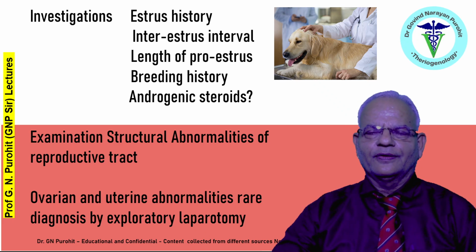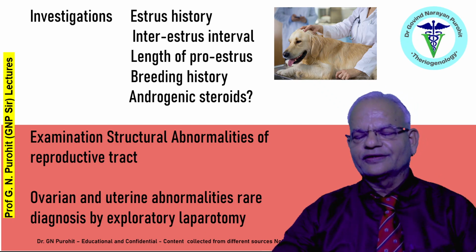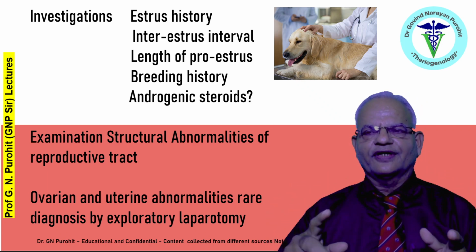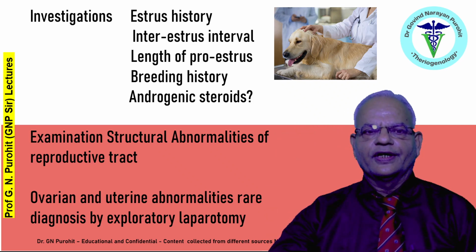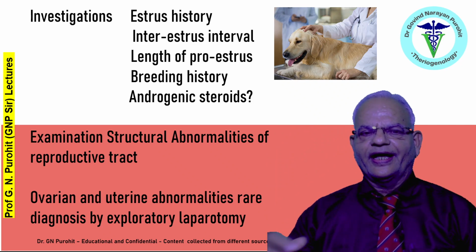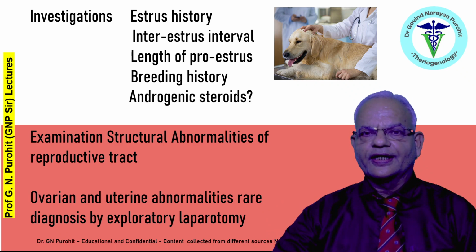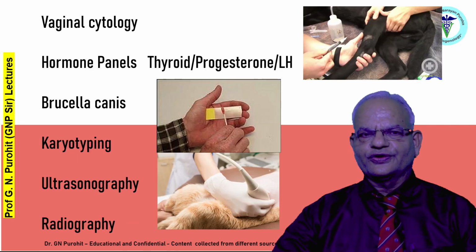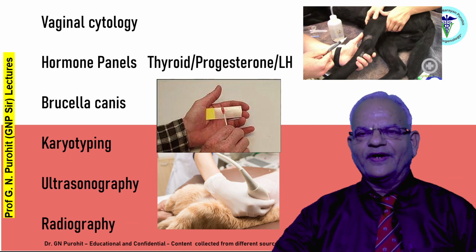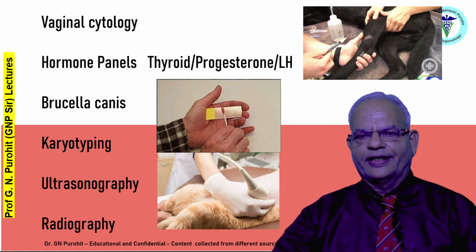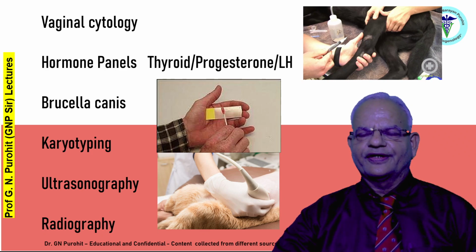Now, what investigation should be done? Obtain a clear history about the interestrus interval, length of proestrus, breeding history, and whether any androgenic steroids were given to your dog, and examine the dog for structural abnormalities of the reproductive tract, which are a frequent cause of infertility. Then, ovarian and uterine abnormalities can be diagnosed by the use of ultrasound, or sometimes it may even require exploratory laparotomy. Vaginal cytology is used for breeding management, and hormone profiles, especially the thyroid, can be useful for dogs with anestrus. Then estimation of Brucella canis is useful to avoid abortions in your kennel, and one can go in for karyotyping if we have some genetic defects, or ultrasonography and radiography, right?